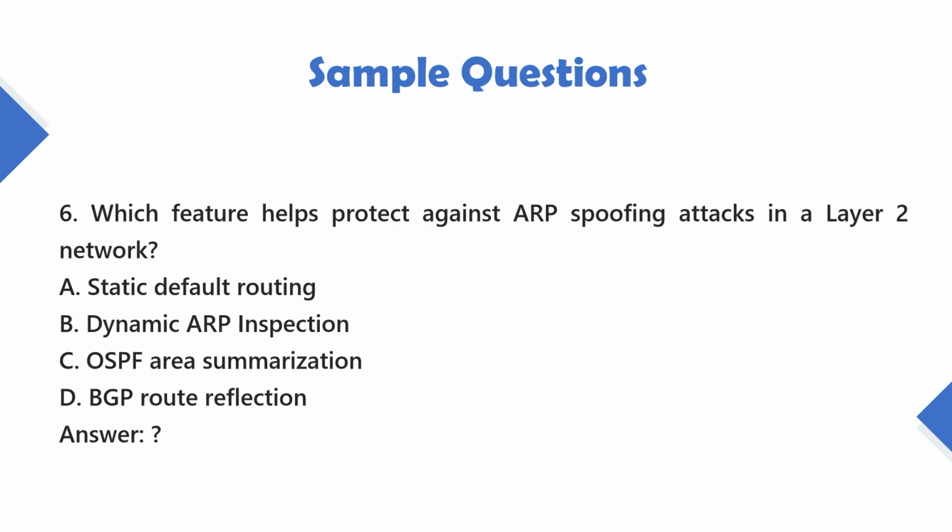6. Which feature helps protect against ARP spoofing attacks in a Layer 2 network? A. Static default routing. B. Dynamic ARP inspection. C. OSPF area summarization. D. BGP route reflection.